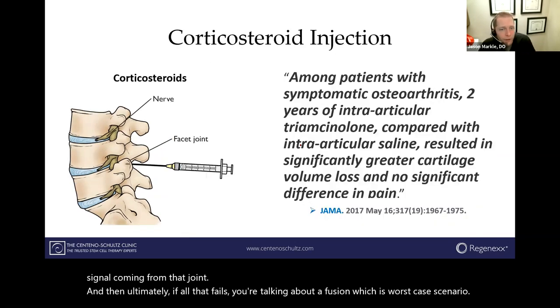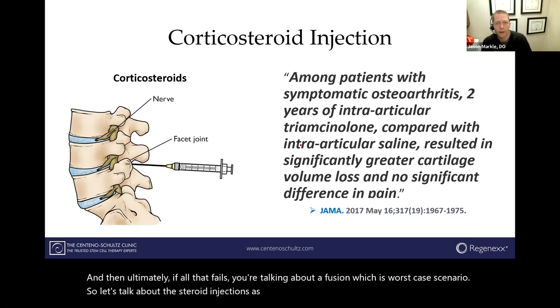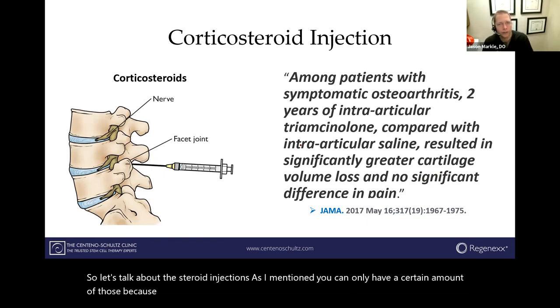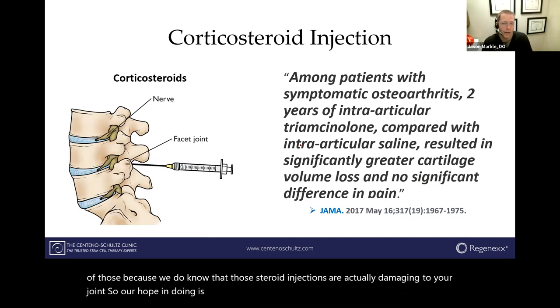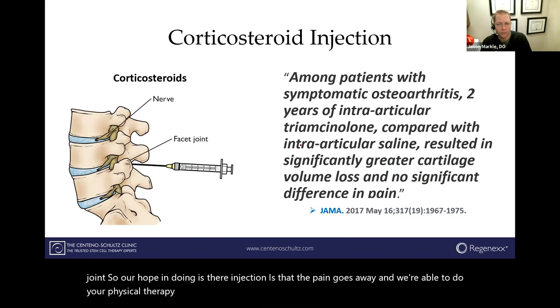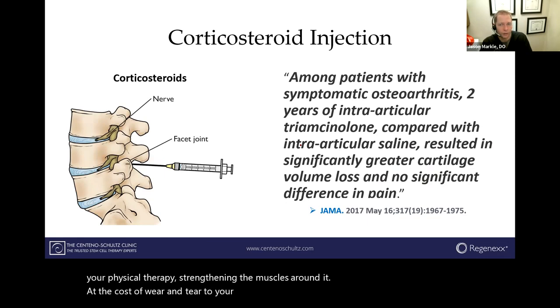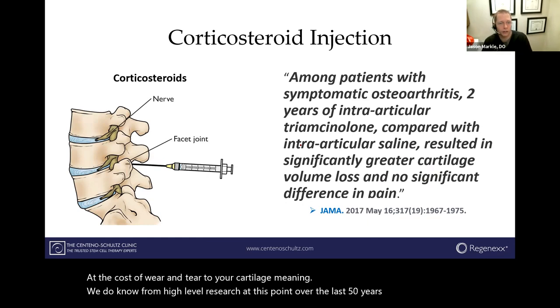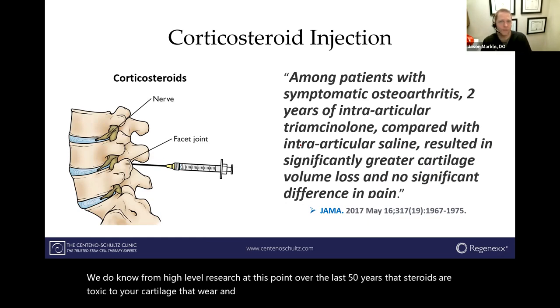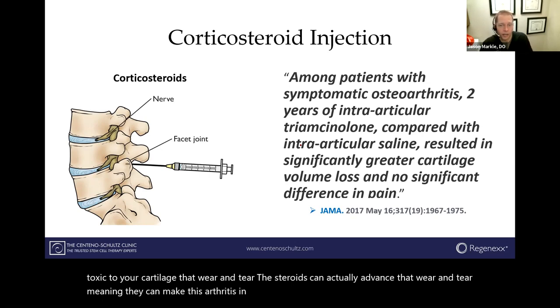So let's talk about the steroid injections. As I mentioned, you can only have a certain amount of those because we do know that those steroid injections are actually damaging to your joints. So our hope in doing a steroid injection is that the pain goes away and we're able to do your physical therapy, strengthen all the muscles around it, at the cost of wear and tear to your cartilage. We do know from a high level of research over the last 50 years that steroids are toxic to your cartilage, so the steroids can actually advance that wear and tear, meaning they can make the arthritis in those facet joints worse over time, which is again something we want to avoid.